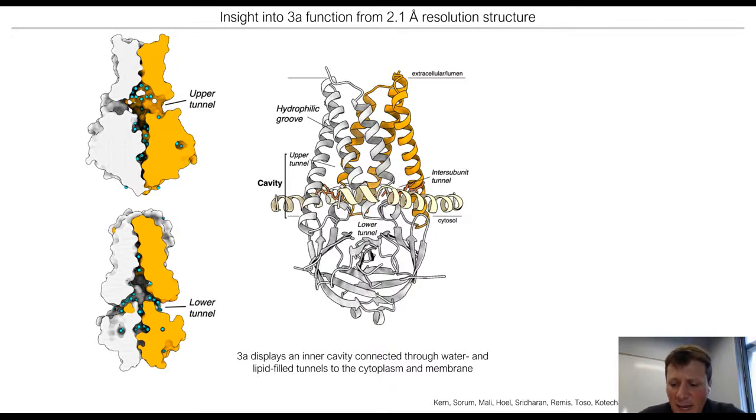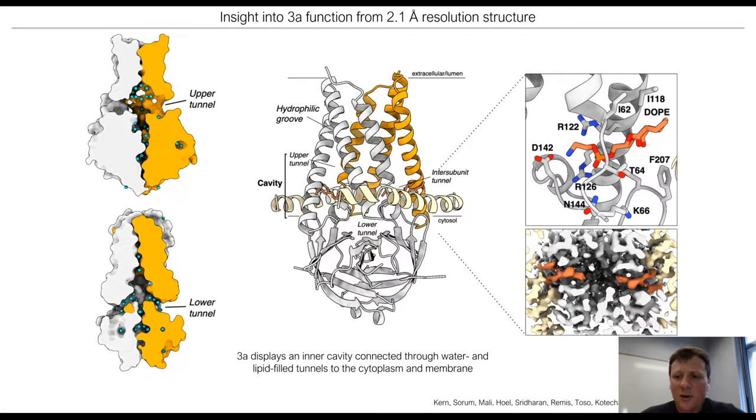And on the other side of the slide here, you can see a third pair of tunnels, these intersubunit tunnels, that had density in the 2.9 angstrom resolution reconstruction that was difficult to model, not really interpretable. But in the higher resolution reconstruction, we can see very clearly that these densities correspond to ordered lipid molecules that are bound inside the channel cavity. And we modeled these as a pair of DOPE lipids with the ethanolamine head group of the lipid pointed inside the channel cavity, making interactions with very conserved residues within 3A.